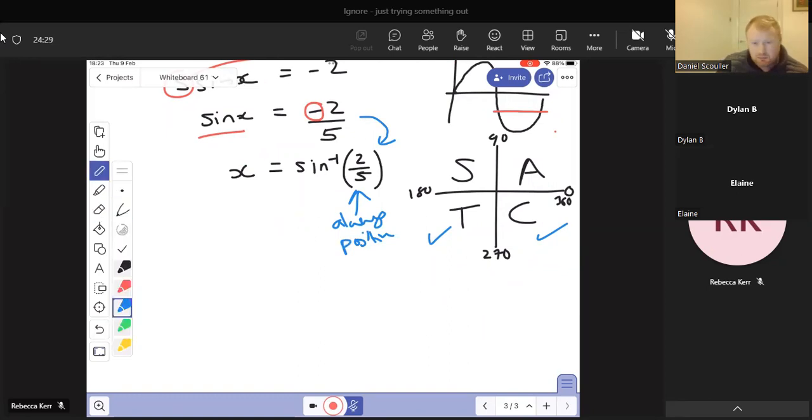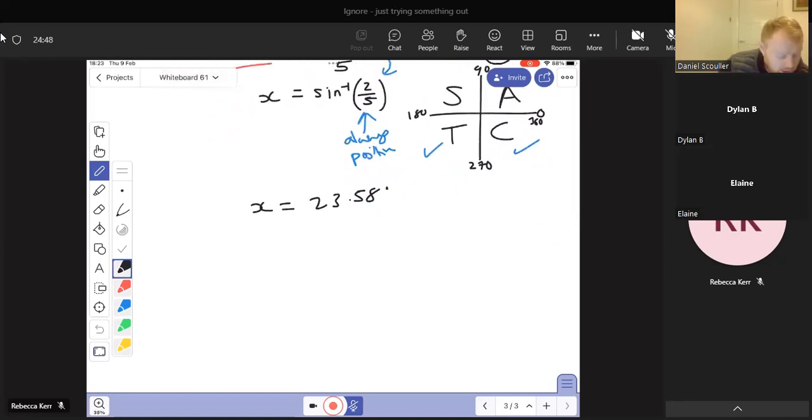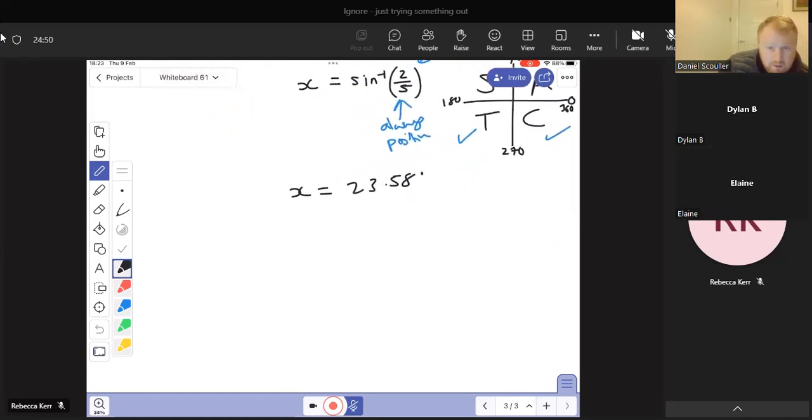And that's quite messy. Sometimes a wee bit something that can throw you. Okay, but you're looking to get x, in fact, in front of me, 23.58 degrees. Now that's not your answer. Okay, that's just the answer you're getting in the calculator. We have to then take it and put them into the third and fourth quadrants.